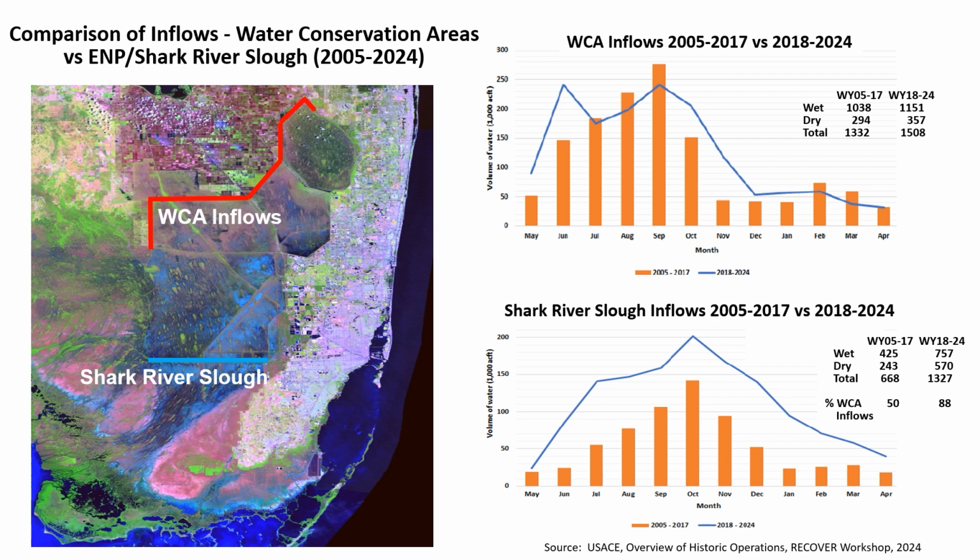If we compare Shark River inflows to the Water Conservation Area inflows, they've increased from roughly 50% of the time in the base period to 88% of the time in the reporting period.